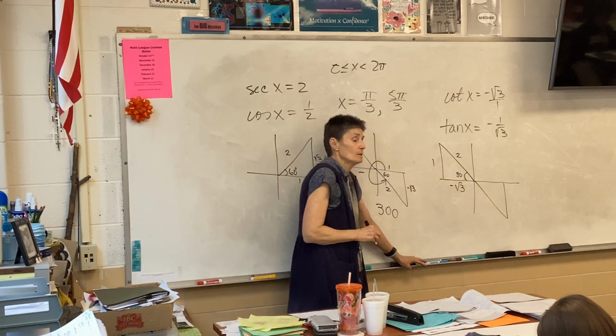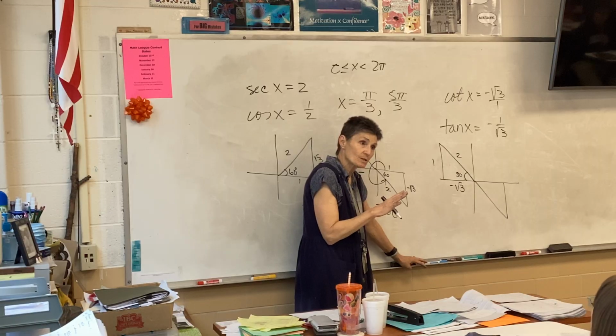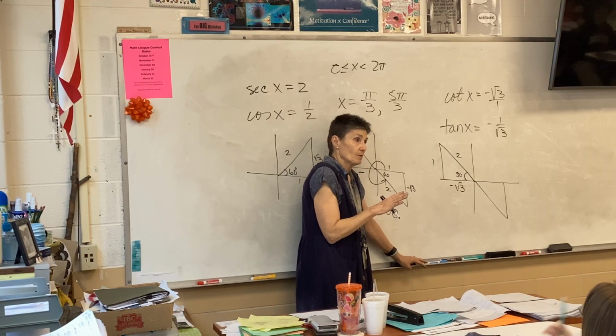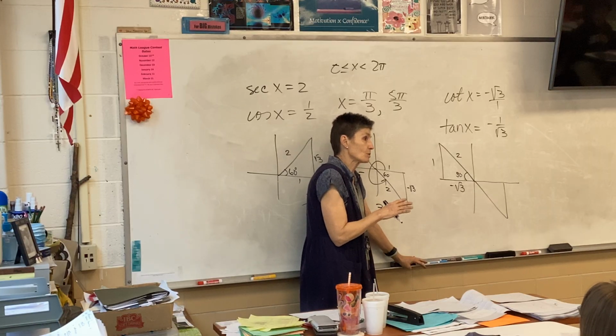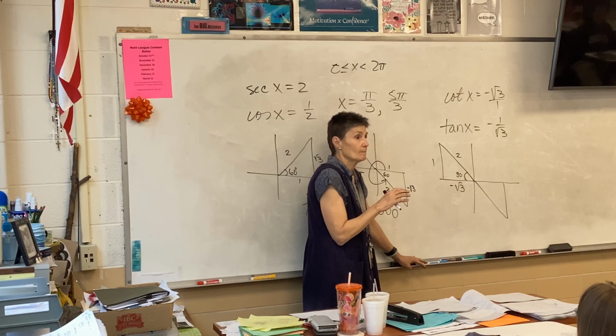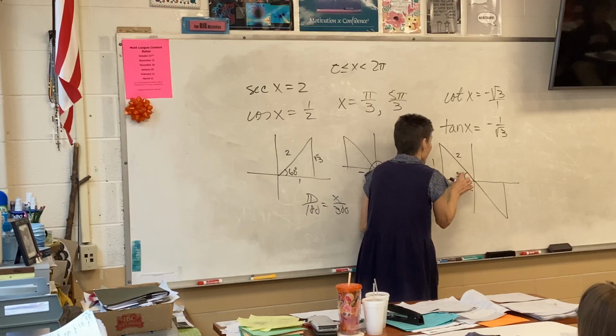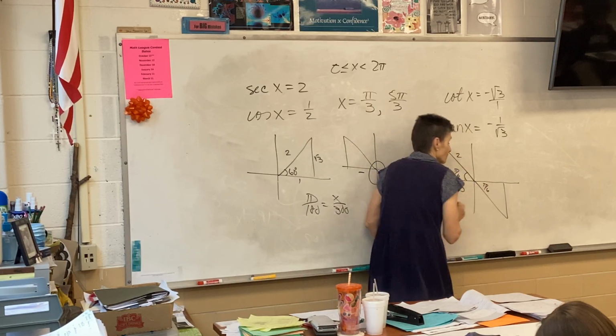Yeah. But I can't use 30. I have to use radians. 30 is what fraction? Pi over 6. So this angle's pi over 6. And so is this one. They're always the same.